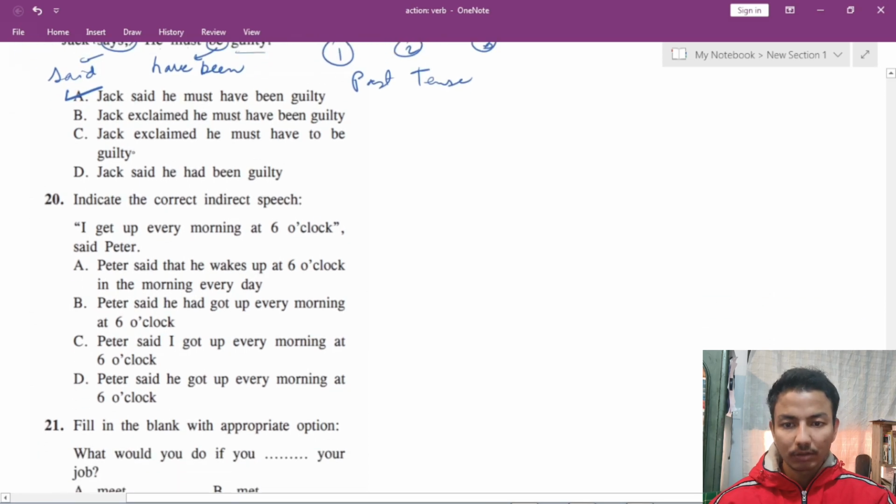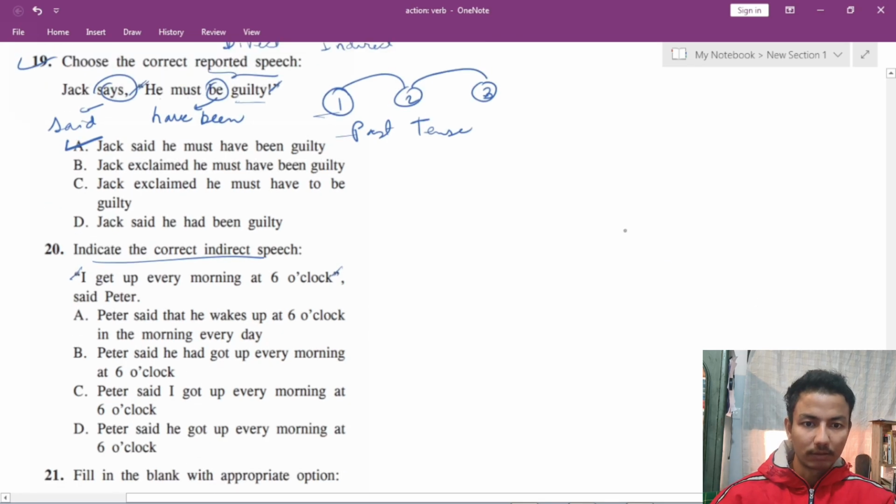Okay, let us solve this one. Choose the correct indirect speech using those rules that I told you just now. Indicate the correct indirect speech. I get up every morning at 6 o'clock, said Peter. Okay, Peter said. This apostrophe will go away. And we are talking, someone told us something, just like I told you here. Someone told us something, and we are telling the same thing to someone else.